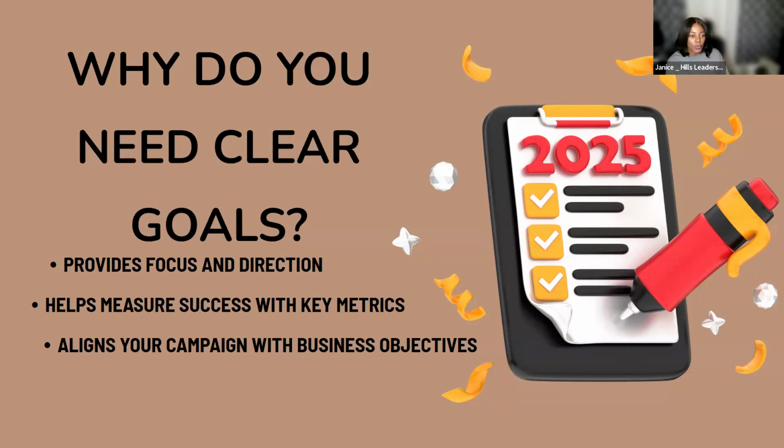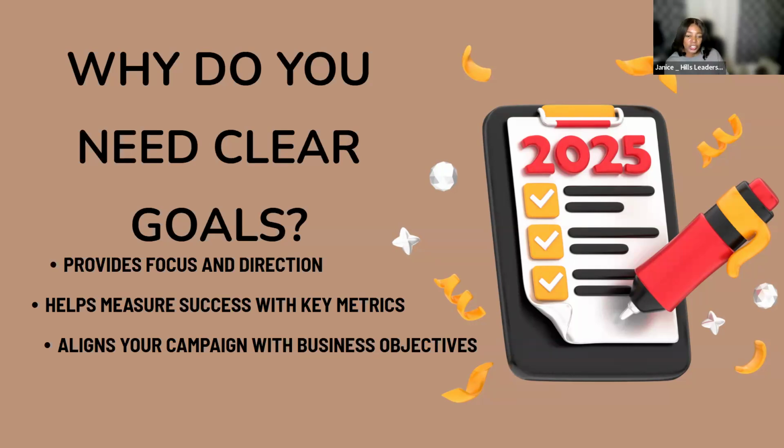Okay, so the very first thing we want to remember is that when we're setting a goal, it provides focus and direction for your campaign. It is your absolute roadmap for how your email marketing efforts are going to essentially be laid out. It should give you a clear sense, honestly, of what purpose the campaign is intended for and the direction that you want to go.